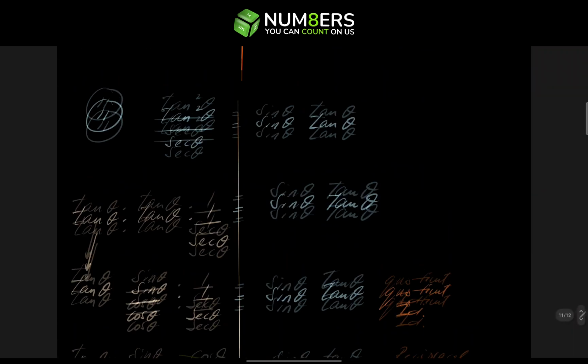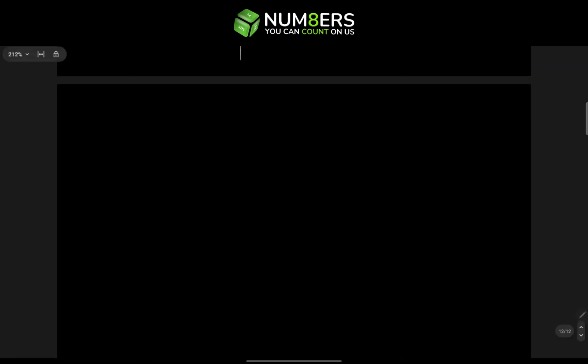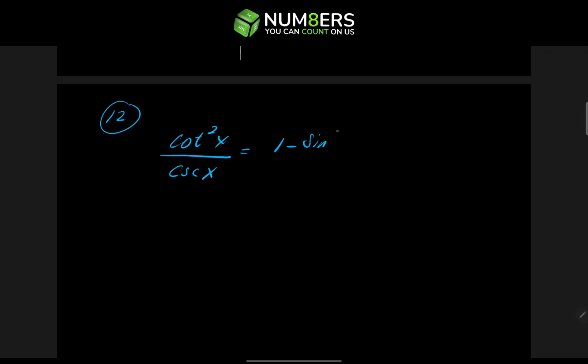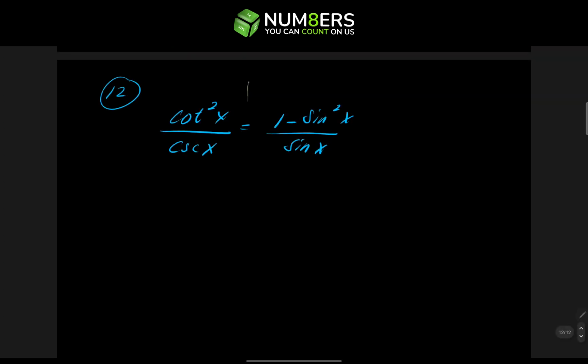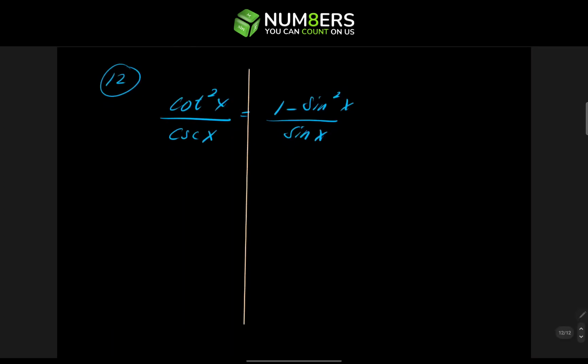Okay, let's look at question number 12. So question number 12 is, let's choose cotan squared x divided by cosecant x is equal to 1 minus sine squared x over sine of x. Okay. Let's draw a line in the middle. And let's look at this one. Let's move this a little bit to the left.